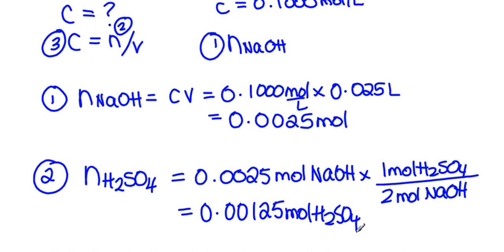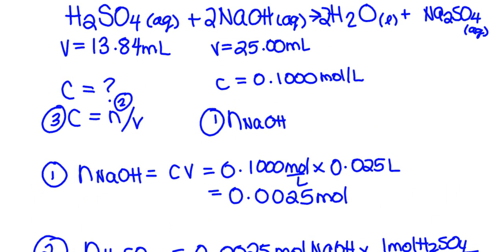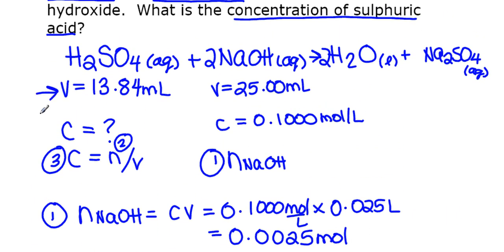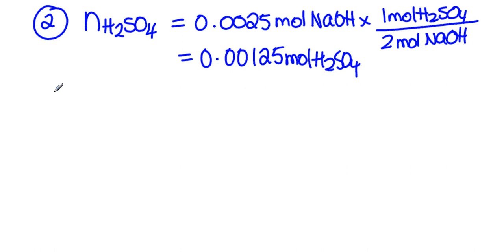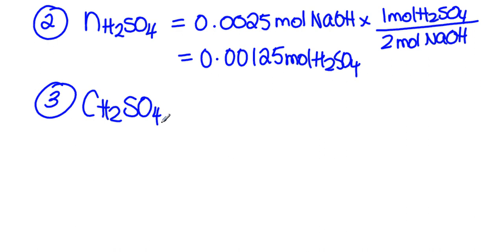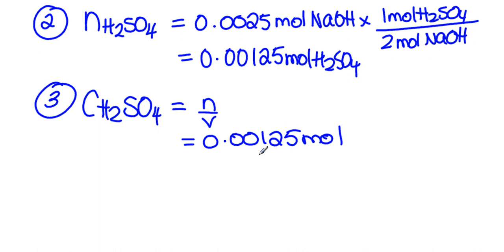Now that I've got my moles of my acid, now I can find the concentration. Remember back up here we were given the volume of our acid. Now I have the moles, so I'm going to combine those two things together. So, step 3, last one, find the concentration of sulfuric acid. So, C is equal to N over V. So I take my moles that I just calculated and I divide it by my volume, and make sure that you change this into liters.